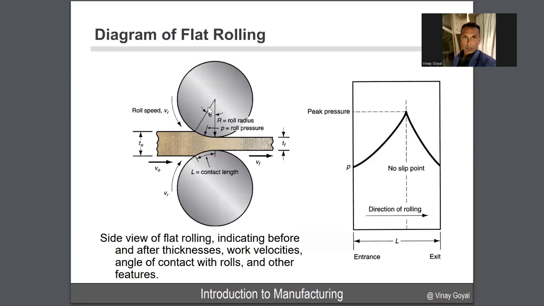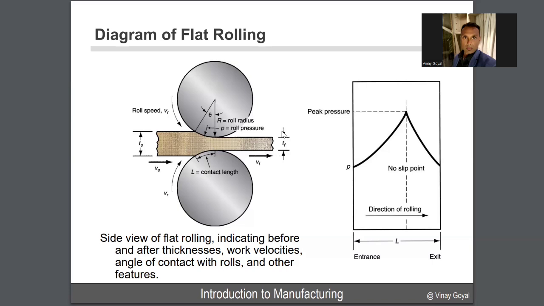Here I have the angle theta, where it contacts here. And then here's the tangent. You have also P, the roll pressure that's been applied. And then you have the roll radius, R. This velocity V naught, and T naught is the initial thickness, and V naught is the velocity at which I'm feeding. Here, this VR is the same as the roll speed, and this L is the contact length. Here's what you see as the final velocity and the final thickness.